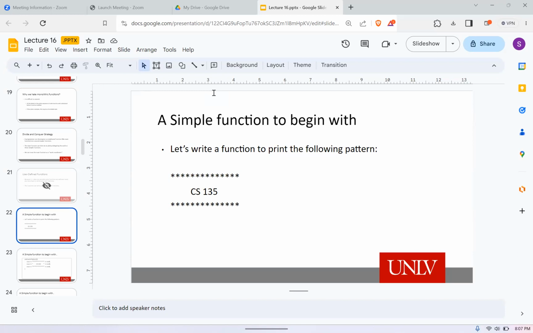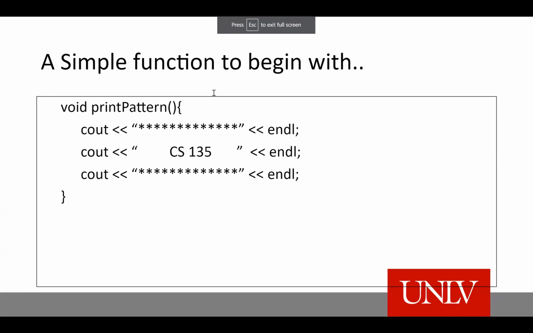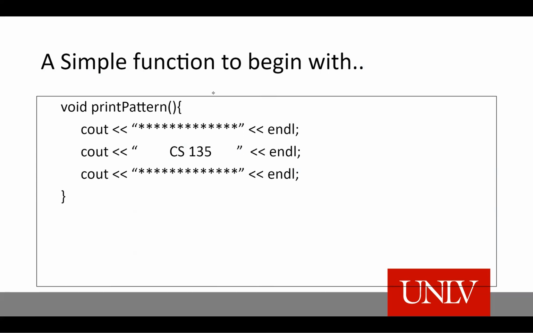For now, let's call it print pattern. So now I want to write a function to print this pattern. And if you see, this is how the function is. The function has the four essential components of a function. The first one is return type. In this case, the return type is void.